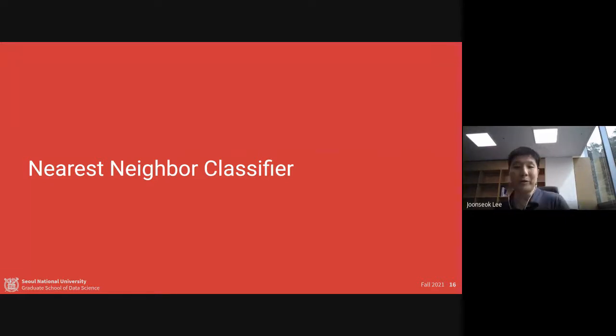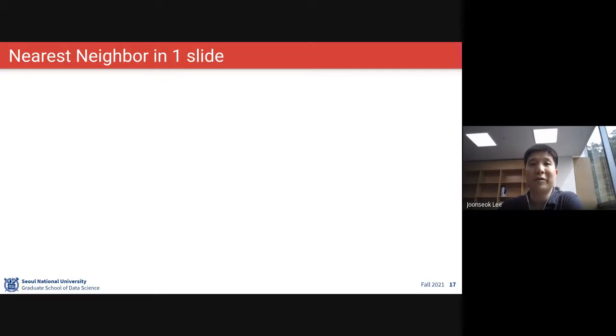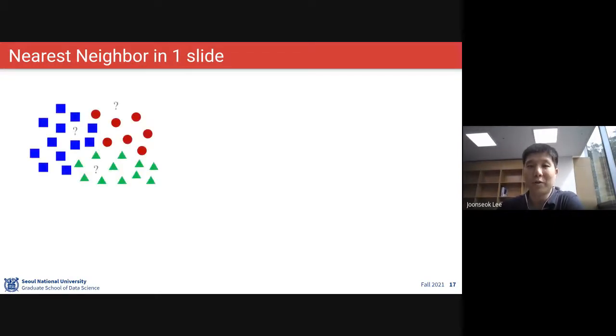So let's start with the first classifier, which is called the nearest neighbor classifier. Nearest neighbor is a really simple idea: we just take the training set, which is labeled, and use the closest few examples for each unseen image to classify what it is. Suppose each image is embedded into this two-dimensional space for simplicity, and the color and shape represent its class. These are blue classes, these are red classes, and these are green classes. Suppose we have three unseen images; which class would we classify each into?